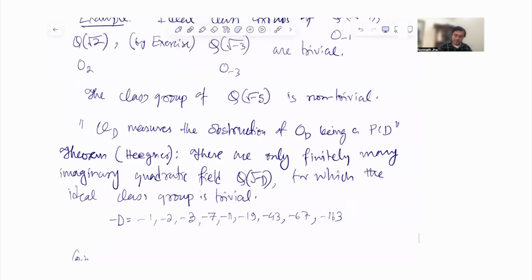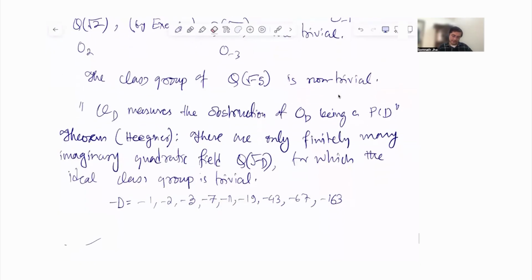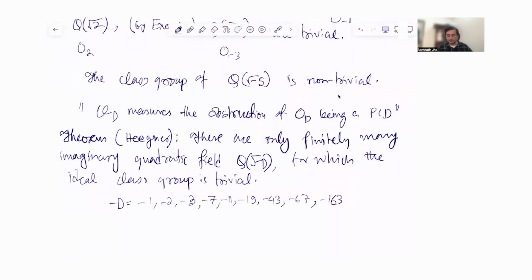D equal to minus 1, minus 2. So Q root minus 1 I have said, then Q root minus 3 I have asked you to verify, also true for Q root minus 2, minus 7, minus 11. 5 is not true. We have seen this is not a UFD, so this is not a PID. This class group is non-trivial. Minus 11, it is true. After that, there are 4 others: minus 19, minus 43, minus 67, and minus 163. So these are 9. It's a theorem beyond us. Just as a fact, we'll remember that. I would request you to remember the list.